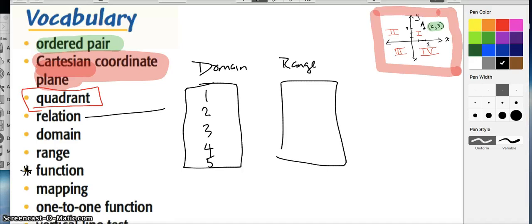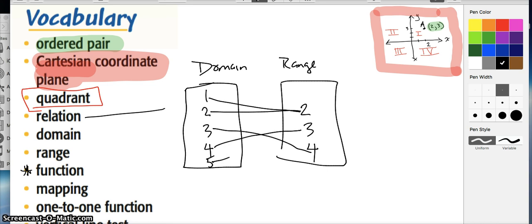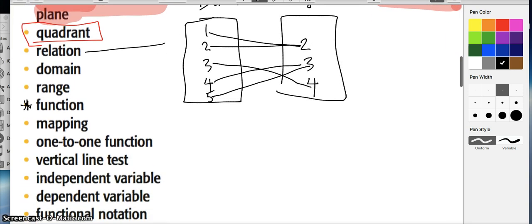I know I'm over talking this, but just stay with me for a minute. Mathematically, I can have the numbers 2, 3, and 4, and I can say 1 goes with 2, and 2 goes with 2, and 3 goes with 4, and 4 goes with 3, and 5 goes with 3 as well. This would be considered a relationship that is a function, all right? So that's what we have there.